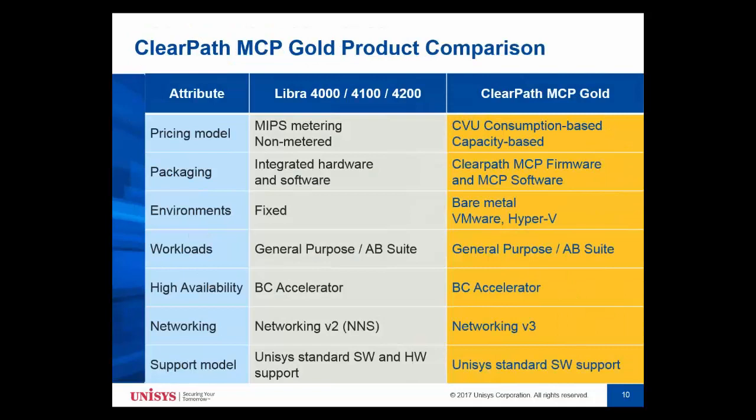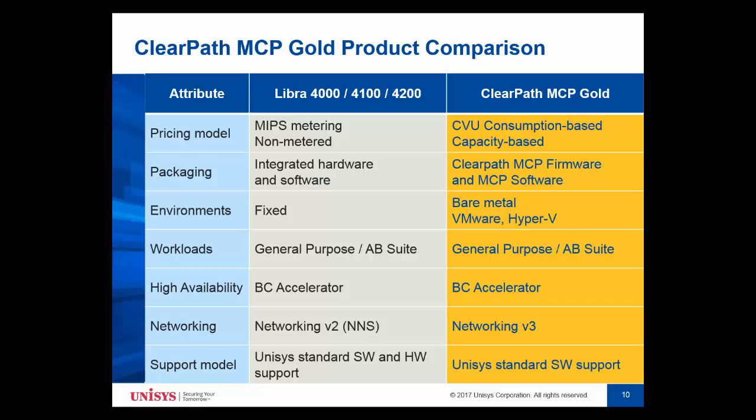When we compare Libra 4000 to MCP Gold, our pricing model has changed. We are going to a CVU consumption-based or capacity-based type of metric. And the reason why we're doing that is because we've needed to remove performance from our pricing metric. In the past, when we were on Libra 4000 series, we controlled the performance. We, Unisys, controlled the performance.